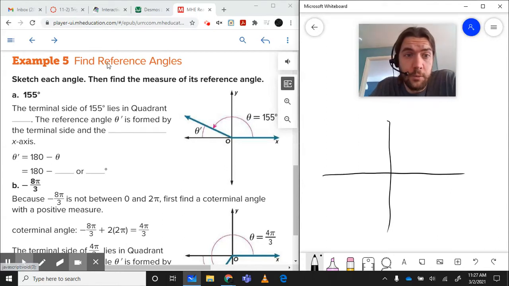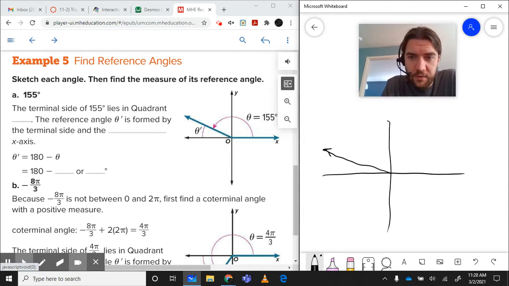Okay, real quick, example 5 here. We're going to work with these reference angle ideas. So they give us an angle of 155 degrees, pointing out in this direction. And they want to know, what is that reference angle down here when we think about that right triangle we're going to use? Well, that should be 180 minus 155, right?